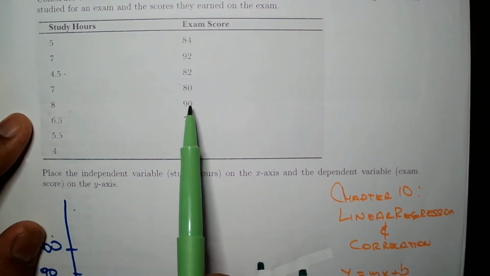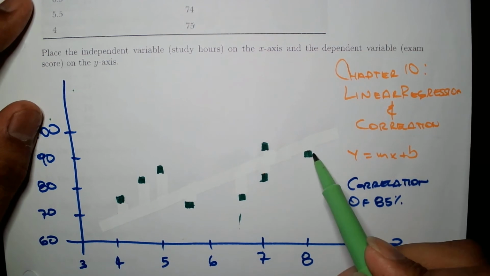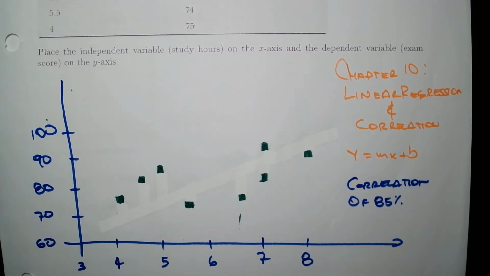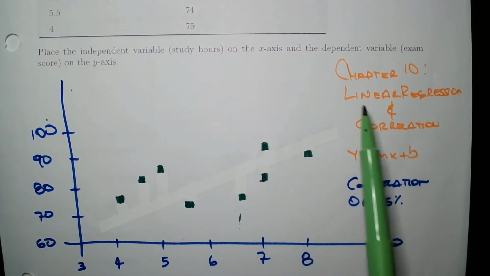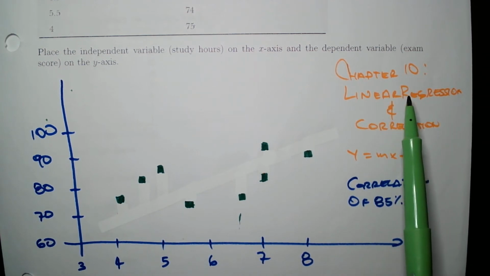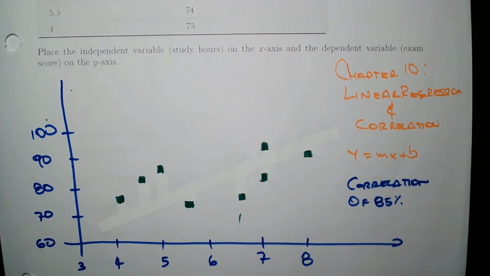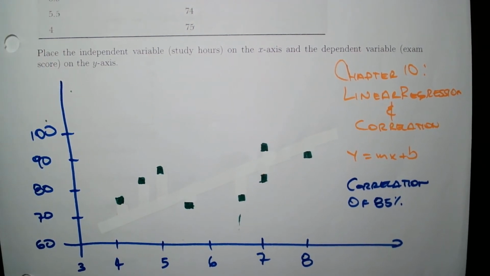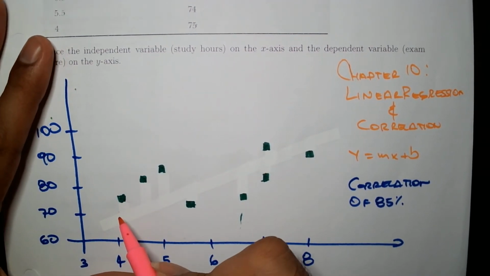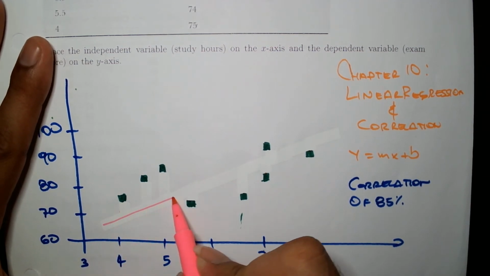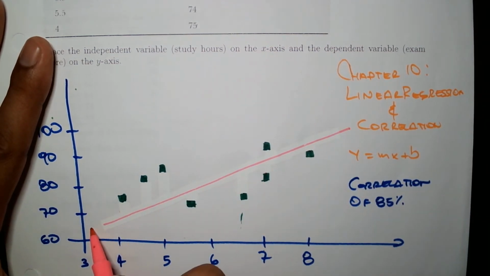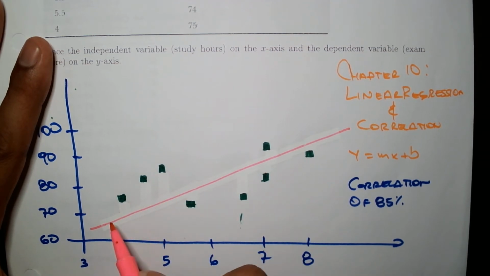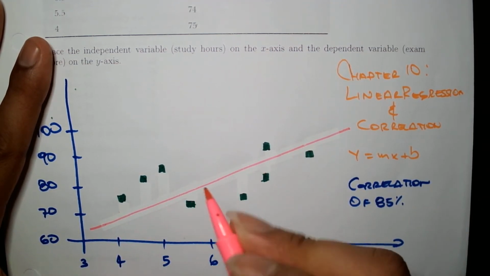Then we keep going. X equals 8, y equals 90. So this is how we plot these points. Here on the side note, like I mentioned before, in chapter 10, linear regression and correlation, we're going to input all these points in the calculator, and we are going to obtain the line that best fits. So in this case, we're going to draw a line, the line that is exactly in the middle of all these points.